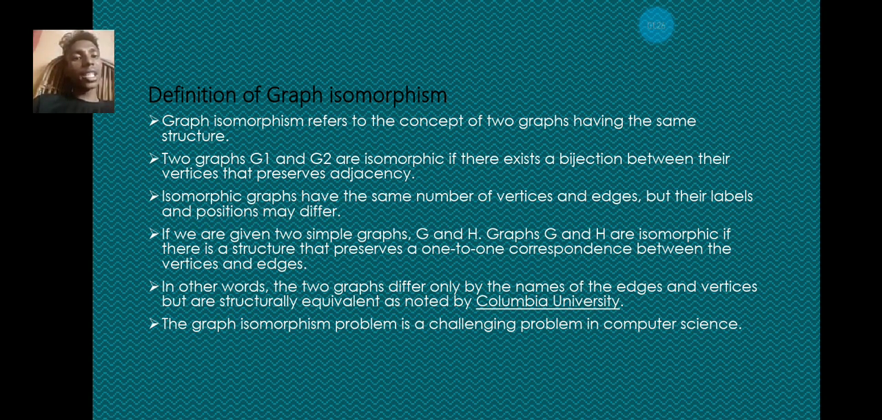If we are given two simple graphs G and H, they are isomorphic if their structures are preserved, with a one-to-one correspondence between vertices and edges. In other words, the two graphs differ only by the names of edges and vertices, but the structure is equivalent, as noted by Columbia University. The graph isomorphism problem is a challenging problem in computer science.